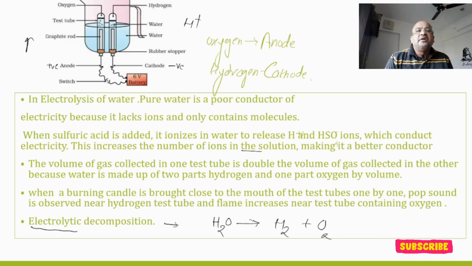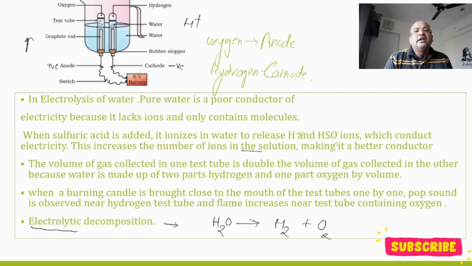Then you see the apparatus is like this. We need to start the electric current. Then what will happen in the two test tubes? You will see bubbles will be formed, and here you will see that oxygen and hydrogen have been collected in the test tubes like this, right?